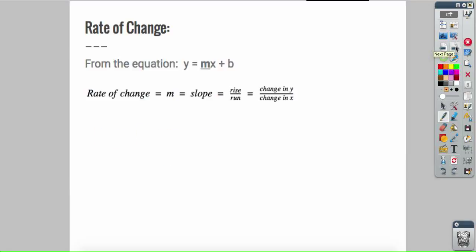One quick review here, we've got rate of change. It's from the equation y equals mx plus b, and rate of change is always going to represent our m in that equation. M means slope, or how steep a line is. We've got rise over run, which is also the same thing, and change in y over change in x.